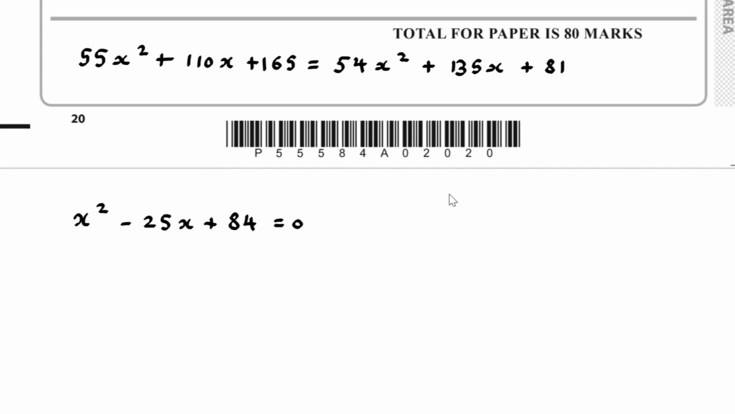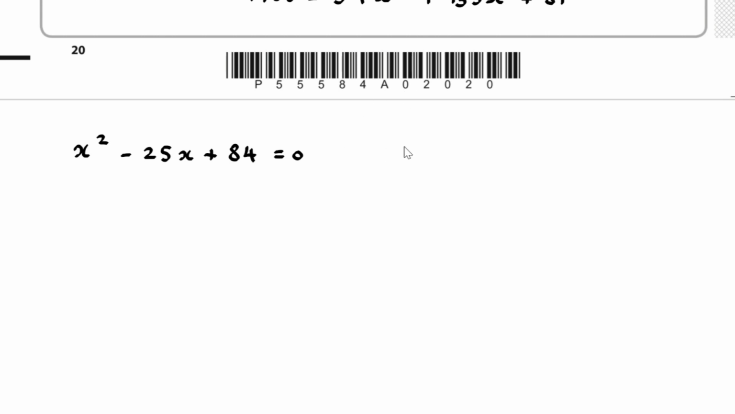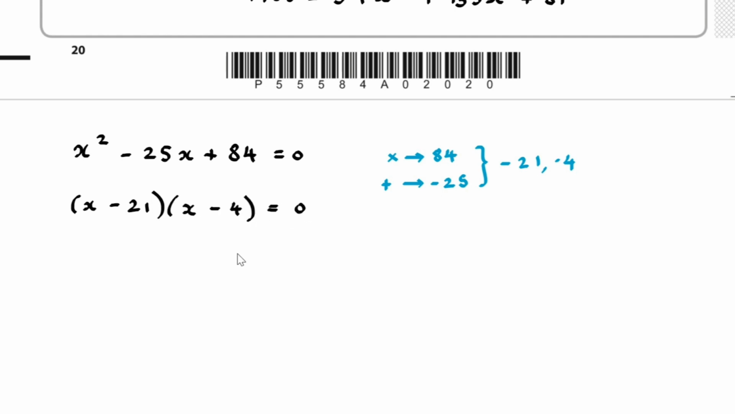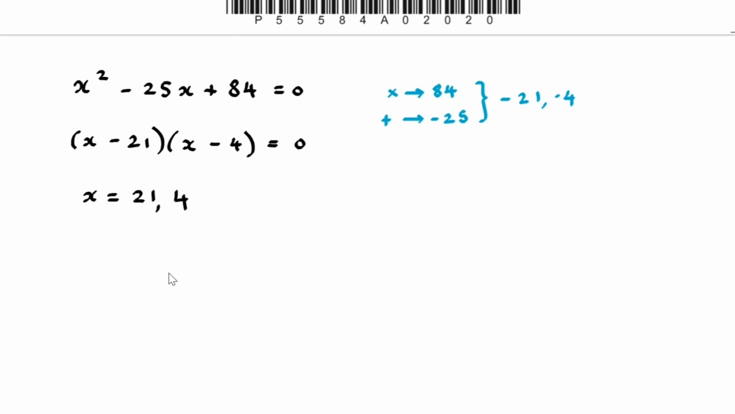Now, what I need to do over here is solve this equation. Well, I need two numbers which multiply to give 84 and which add to give minus 25. Those two numbers, we've got minus 21 and minus 4. So when I come to factorise this, I would have x minus 21 times x minus 4 equals 0. So if x minus 21 is 0, that means x is 21, and if x minus 4 is 0, that means x is 4.